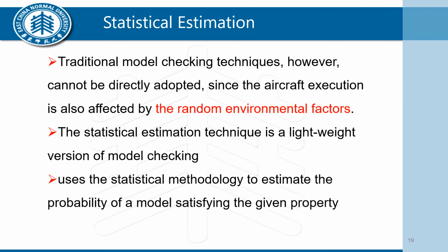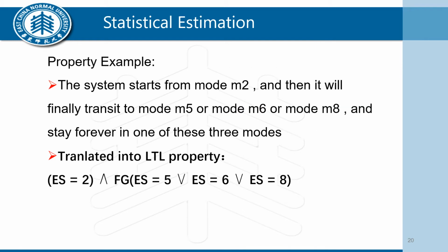Traditional model checking can't be directly adopted because the aircraft execution is also affected by random environmental factors. So we use a lightweight version of model checking. We use a statistical methodology to estimate the probability of a model satisfying the given property. We use a property example to explain our methods.